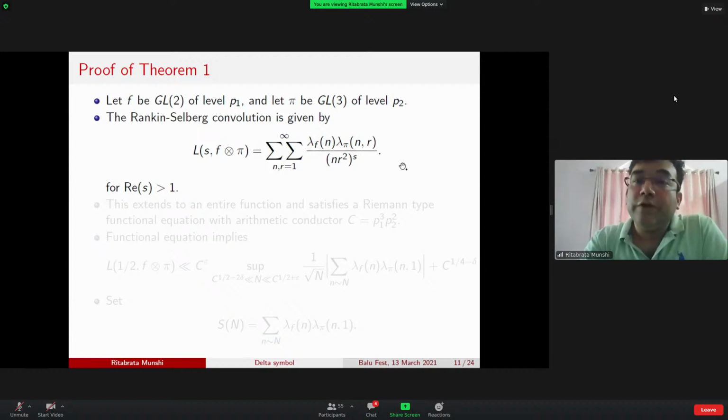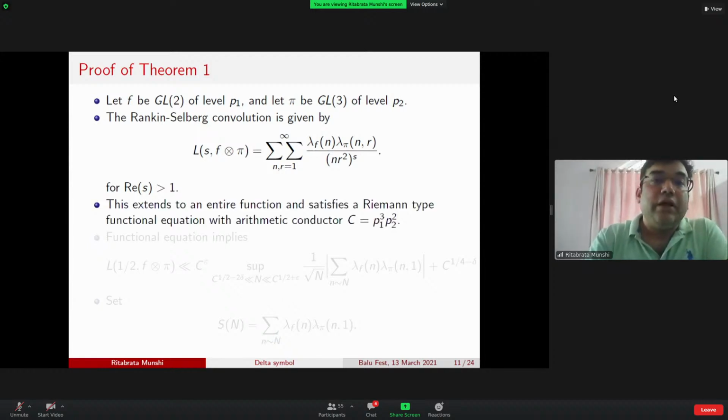And that Euler product will have 6 factors for each prime, because it's a GL6 form, really. And you can show that this extends to an entire function, and it satisfies a Riemann-type functional equation. That means it takes s to 1 minus s. So the center of symmetry is 1/2.